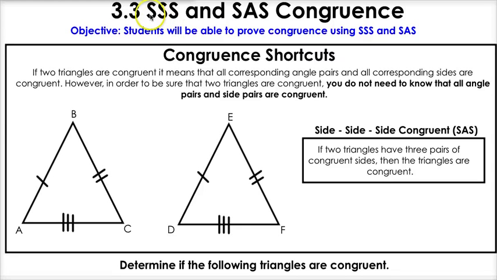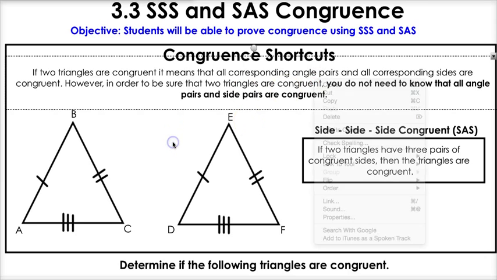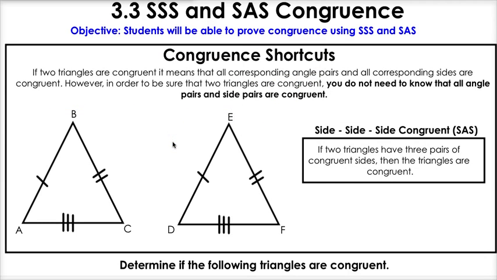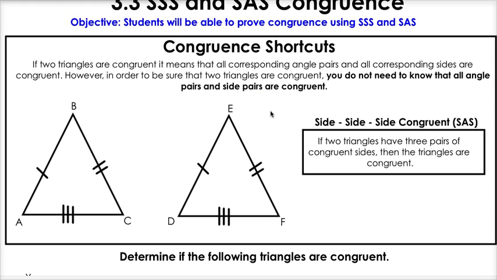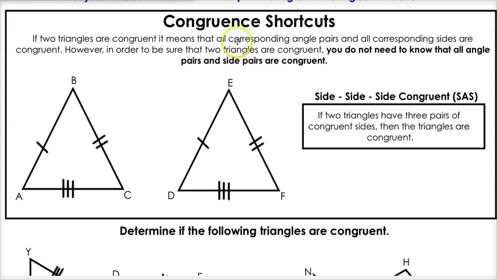Welcome to 3.3, side-side-side and side-angle-side congruence. In the last lesson we learned that to show that two triangles are congruent, you had to show that all the sides were congruent and all the angles. Well, there are actually some shortcuts we can use to prove that two triangles are congruent, and we're going to learn about those here. So read along with me.